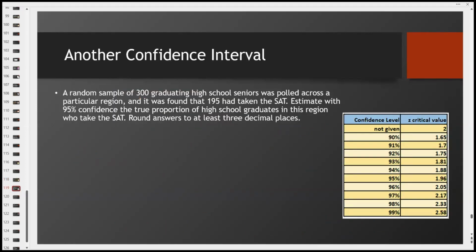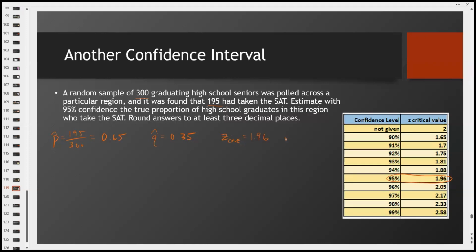So we have a random sample of 300 graduating high school seniors, and it's found that 195 of them had taken the SAT. We want to estimate a 95% confidence interval to determine the true proportion of high school graduates that took the SAT. So to do that, we're going to need our sample proportion, 195 divided by 300, 0.65, which means the complement, 1 minus p, 0.35. We need our critical Z value for a 95% confidence interval. It's going to be 1.96.